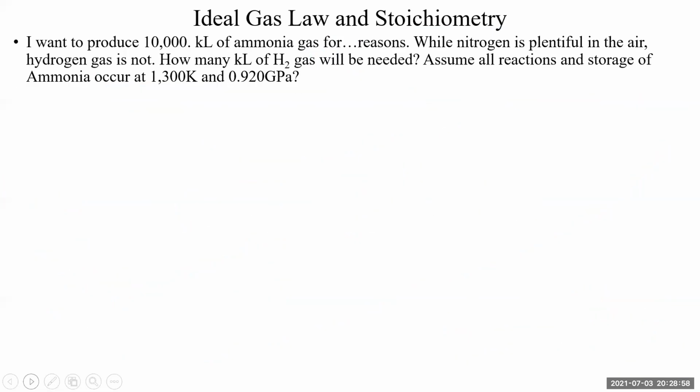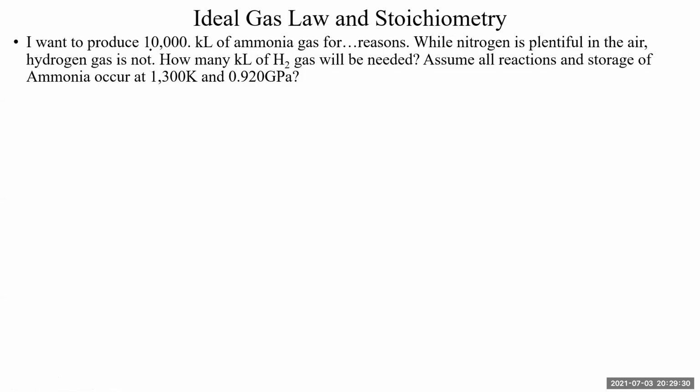Let's do another ideal gas law and stoichiometry problem. This time, let's start with the end in mind. Let's start with what we want to produce, or what quantity we want to produce. And then let's work our way backwards to how much reactant we need in order to produce that much, because that's often the real life question. I need to make this much product. How much reactant, how much starting material do I need to have on hand? How much do I have to go out and buy?